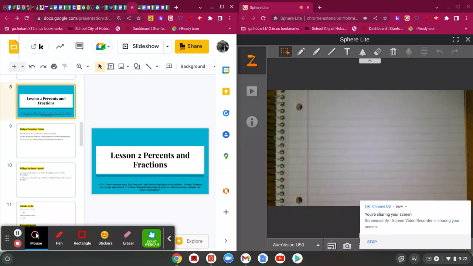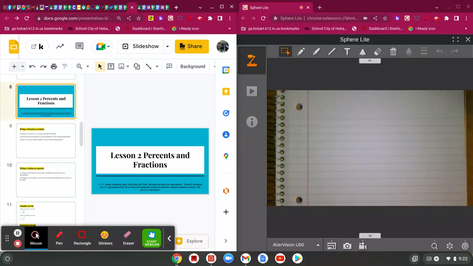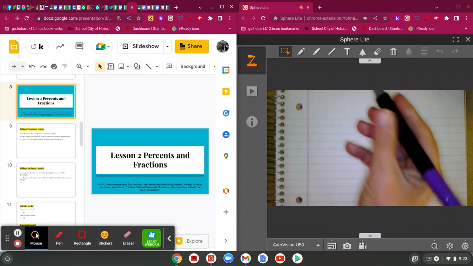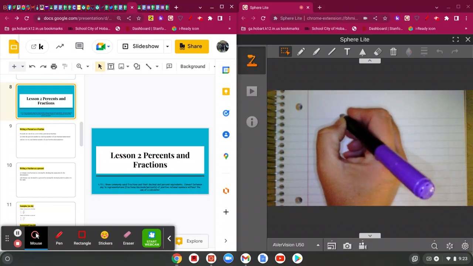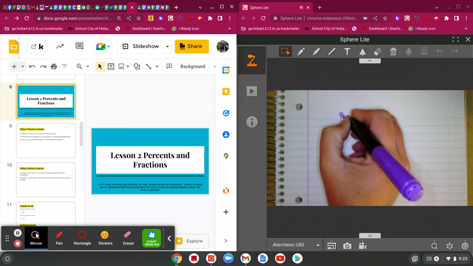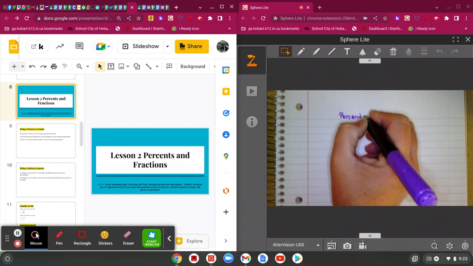Okay, today what we are going to be going over is continuing with our standard 6 NS5, converting between fractions, decimals, and percents. So today we're just going to be looking at percents and fractions, changing from a percent to a fraction and changing from a fraction to a percent. So for your notes today, your heading would just be percents and fractions.